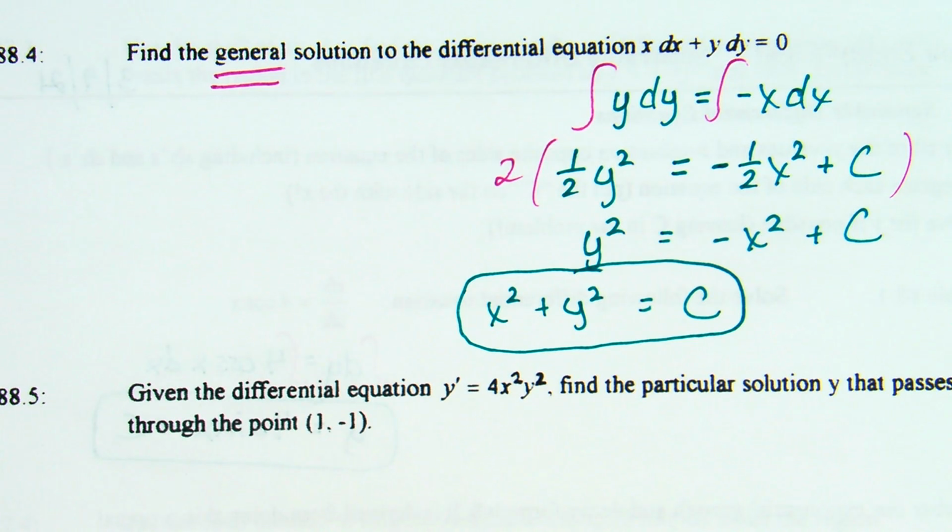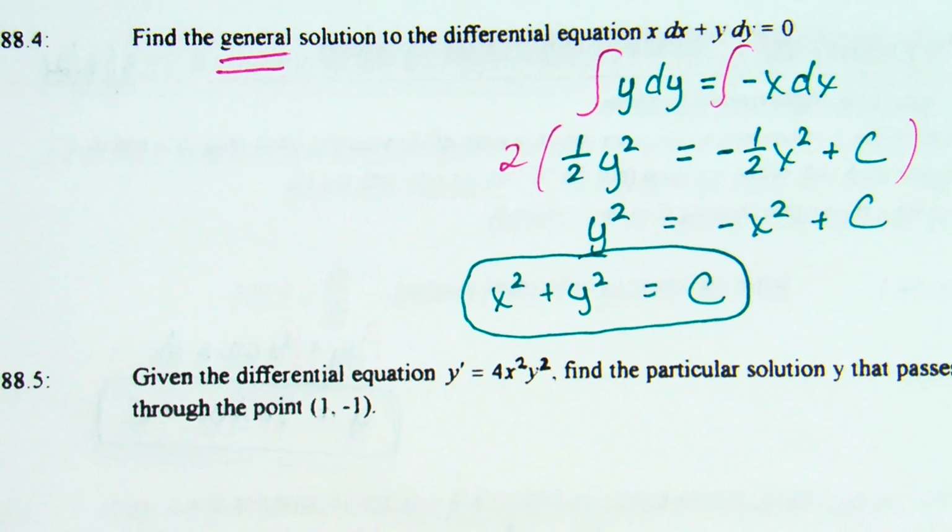Is the wording general solution have something to do with why you can use that answer instead? Say what now? How it says general solution, is that why you can use the standard form for a circle instead of y? Probably, yeah.